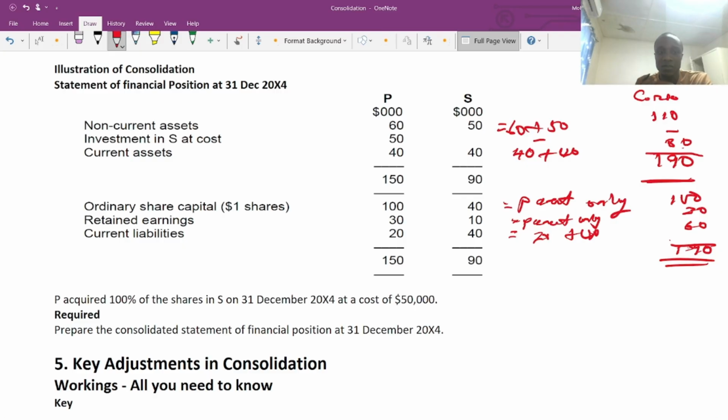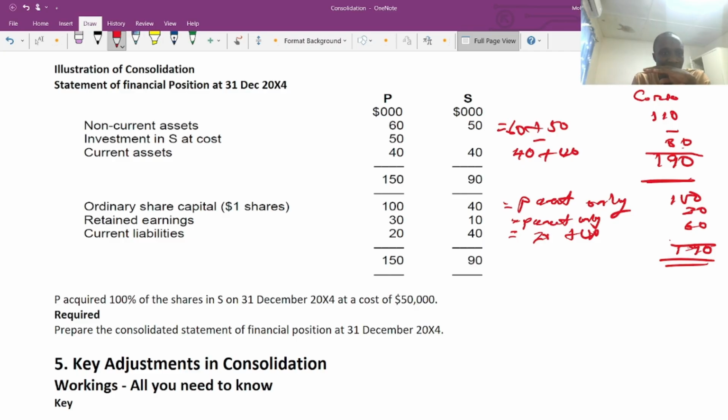Now, if you look at the notes, we have P acquired 100% of shares in S on 31st December 2024 at the cost of this. So basically, the acquisition is 100%. So there will be no NCI. So therefore, there will be no further calculation. So for now, let's keep it simple, right? Let's keep it very simple and precise because we have more complex areas to look out for.